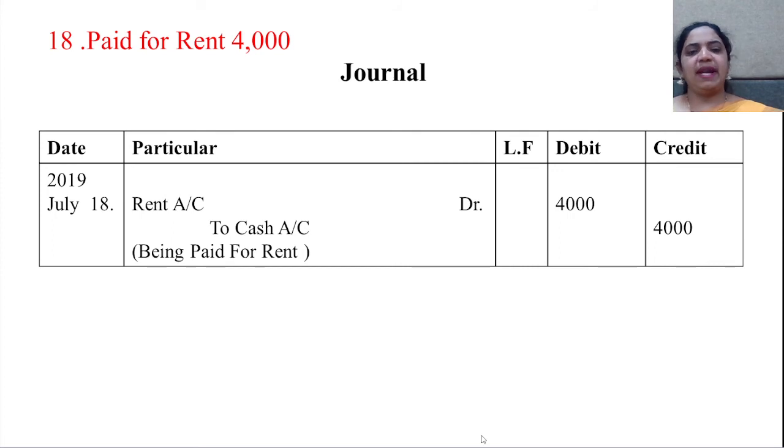So rent you can give also. When you are living on rent, you pay for rent, and when you receive rent, it is always an income. At that time, cash comes in. So for this transaction, you wrote the entry: rent account debit to cash, 4,000 on debit, 4,000 on credit, being paid for rent.